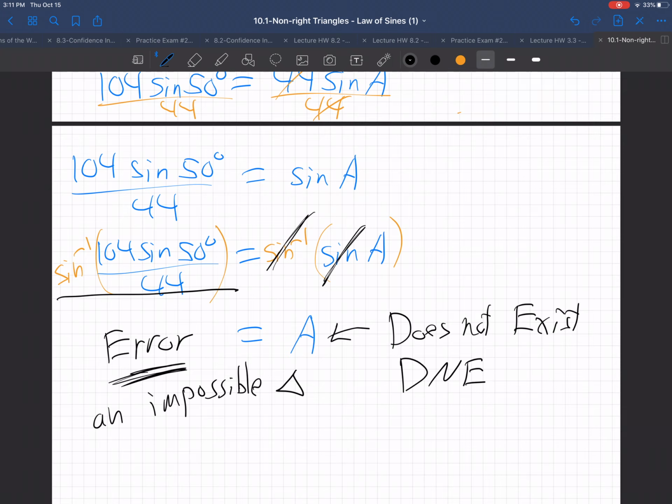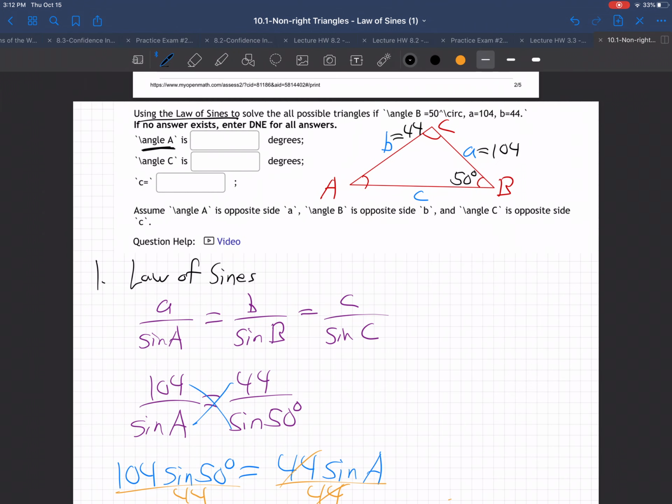A does not exist. When you get an error on your calculator and you double-check everything, make sure you're in degree mode, that's telling you this isn't possible. They made up a triangle. You can't have a triangle where you have 44 across from 50 degrees, and one of the other sides is so gigantic, 104. That's impossible. The sides won't connect up. If you make that one side 104 and the other side is only 44, this can't be a 50-degree angle and make them connect up. It's impossible. No way to make that triangle.